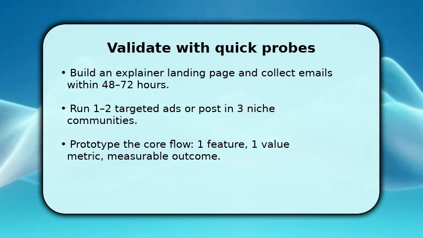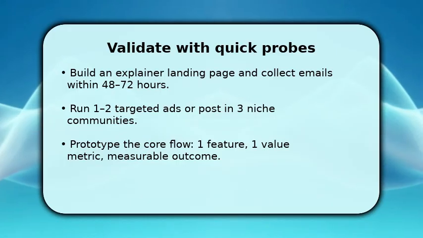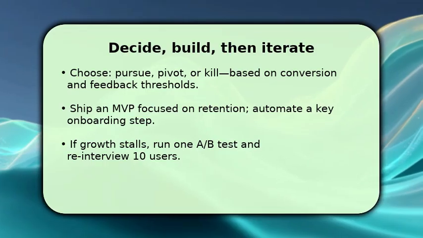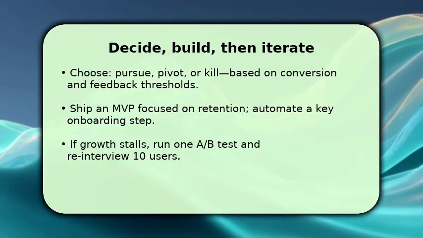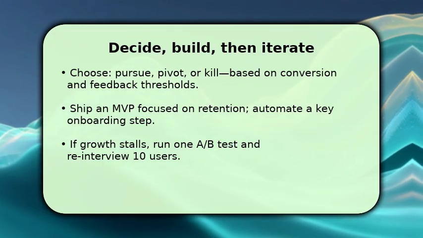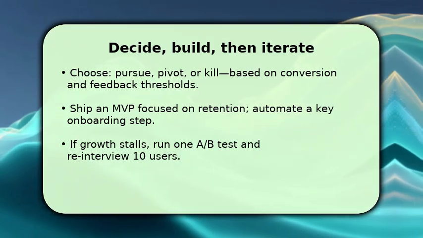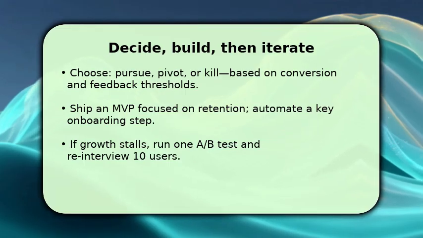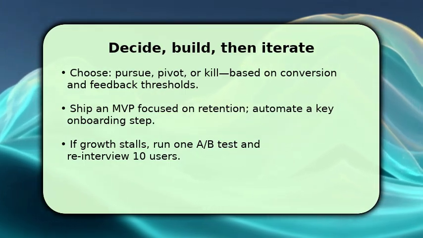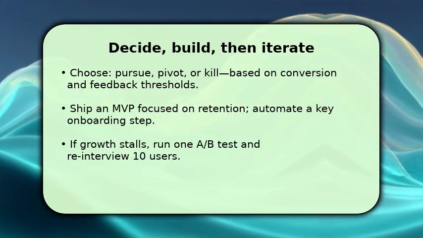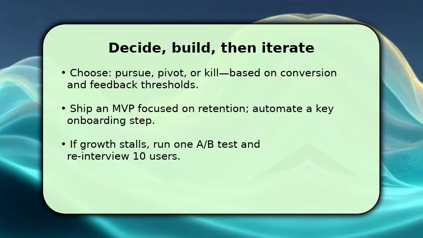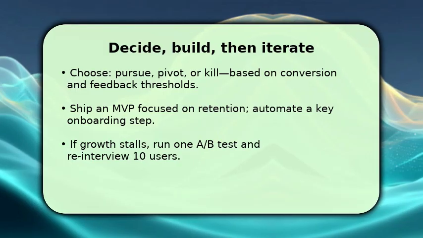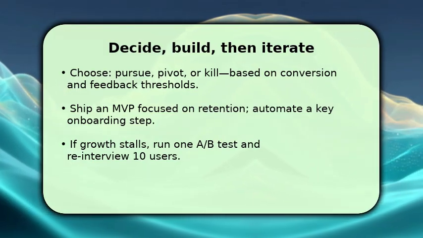To finish, make a clear decision. Pursue, pivot, or kill based on your conversion and retention thresholds. If you pursue, build an MVP that emphasizes one retention loop and automate a key onboarding step to improve first-week metrics. Once shipped, collect behavioral data and re-interview early users for pain point fidelity. Troubleshooting tip: if growth stalls, run a single A/B test on onboarding and immediately re-interview 10 users to pinpoint friction.